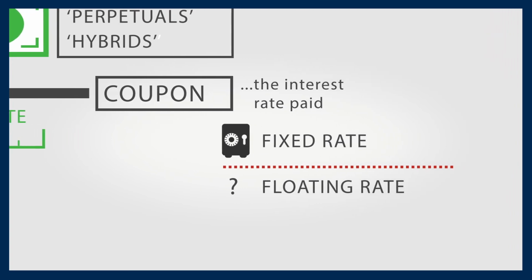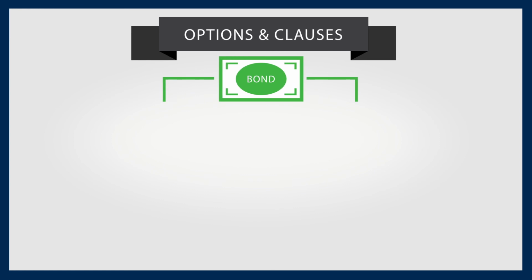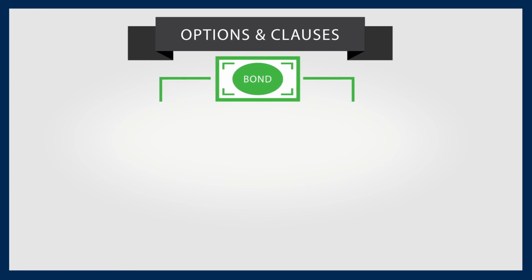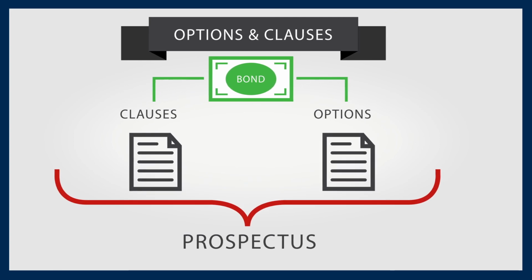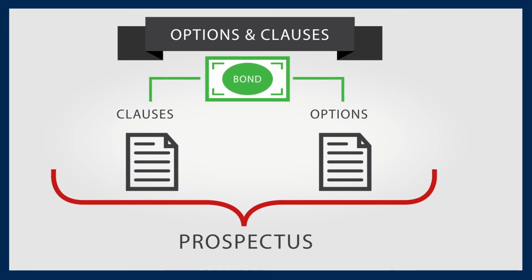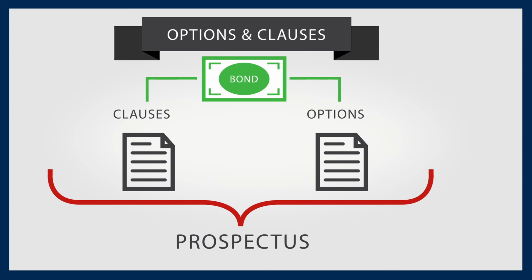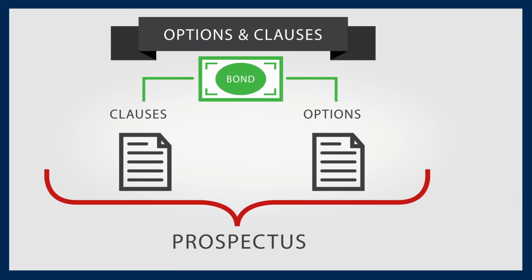For every bond that's issued, you will always be able to find a full overview of clauses and options in the prospectus. In most cases, the prospectus of a bond can be found on the issuer's investor relations website.